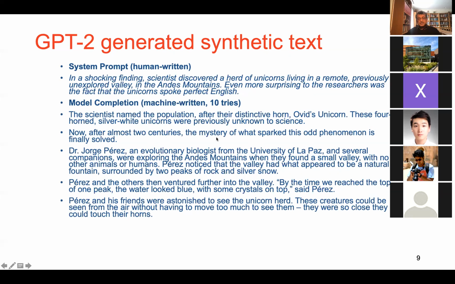"Now, after almost two centuries, the mystery of what sparked this odd phenomenon is finally solved. Dr. Jorge Perez, an evolutionary biologist from the University of La Paz, described all these unicorns in great detail, and others ventured further into the valley. The water looked so beautiful," and whatnot. So it sounds like a nice novel GPT-2 is able to write as a logical consequence of the two sentences that were written. You can go home impressed saying, wow, GPT-2 can write fake news like anything.